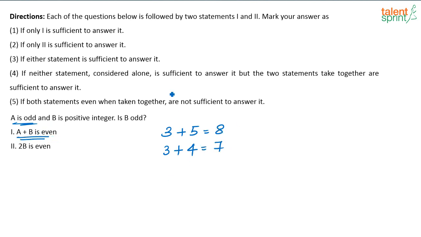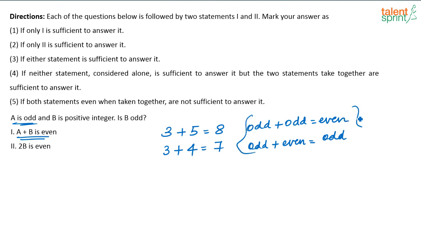I already know A is odd, right? Odd plus odd will always give you an even number. Similarly, odd plus even will always give you an odd number. Correct? That's what I said. Maybe you can remember this, but you needn't. Just put in values and check. That is easier to do. Correct? So just put in the values.